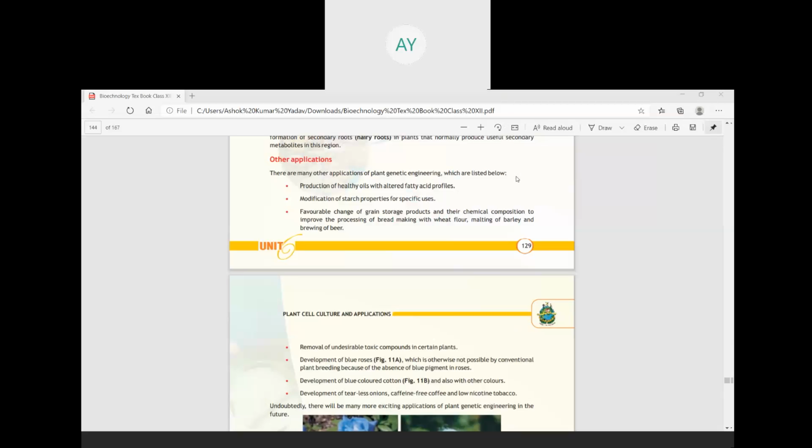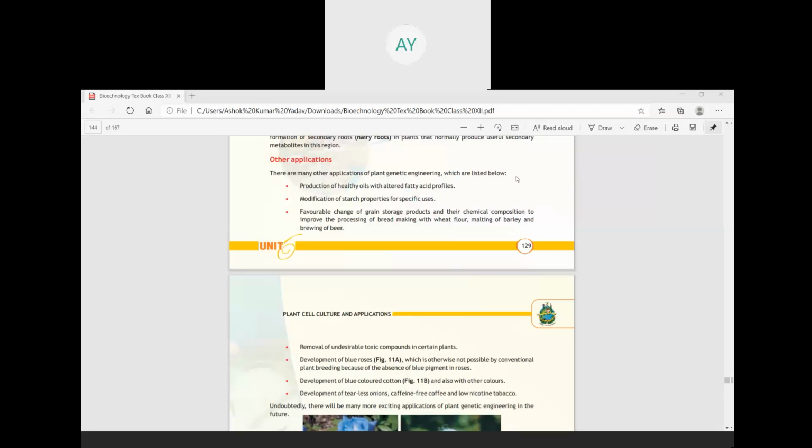plant cell culture and its application. So, what are the applications of plant cell culture? There are mainly two techniques with the help of which we are able to produce a transgenic plant.